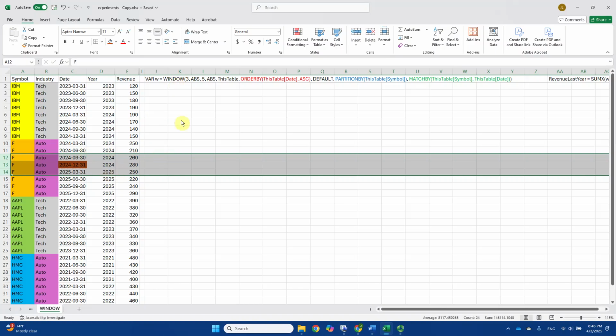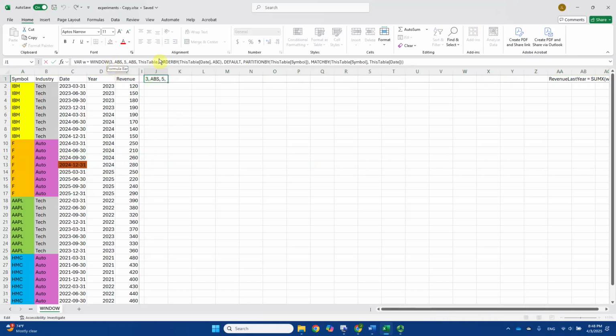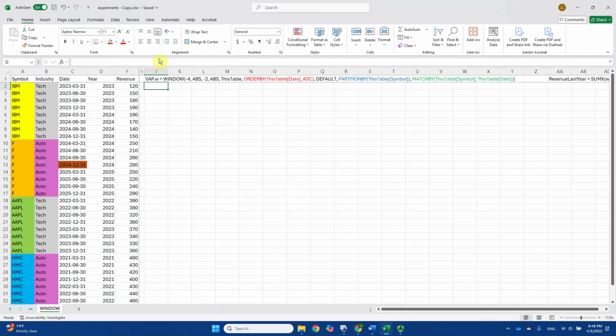All right. Okay, so let's change this window function again. Let's do a negative one. Let's go from -4 to -2. Okay. If the absolute position starts at -4 and ends at -2, what does that mean?